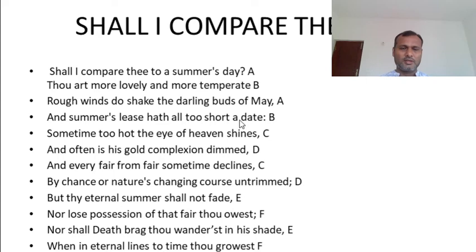Nature changes everything. You will get gray hairs, you will get wrinkles on your skin. So all this happens. But when you are a youngster, when you are in your youth, you will have a hue, you will have a glow on your face, you will have a fair complexion. That is not possible always. That keeps on changing. It's nature's changing course. But thy eternal summer shall not fade.